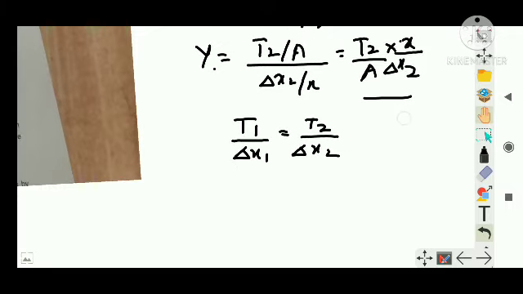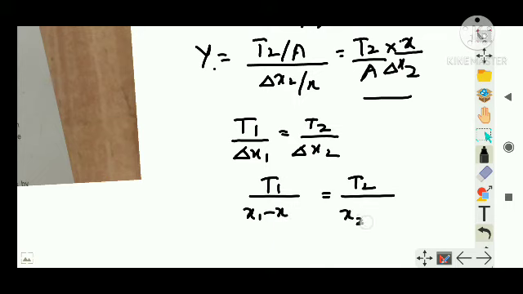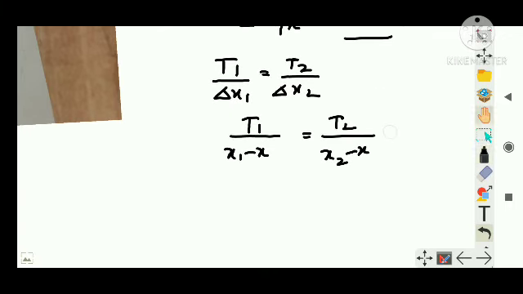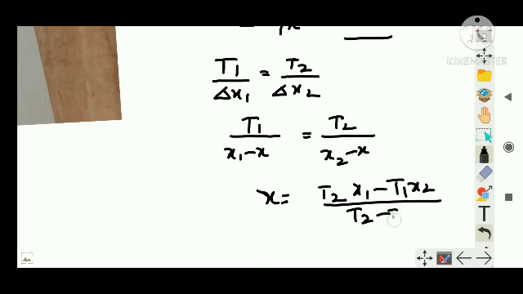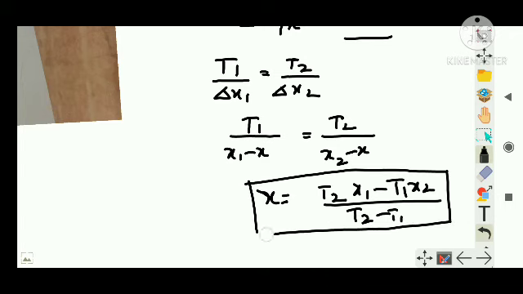Now what is delta x1 and delta x2? You have written it as x minus x1 or x1 minus x, right? So T1 divided by x1 minus x is equal to T2 divided by x2 minus x, right? So from here I can write x is equal to (T2 x1 minus T1 x2) divided by (T2 minus T1). You can get this value from solving this equation, right?